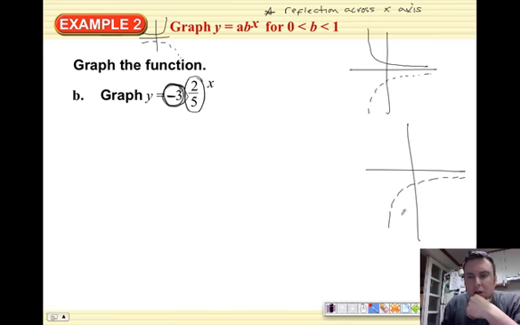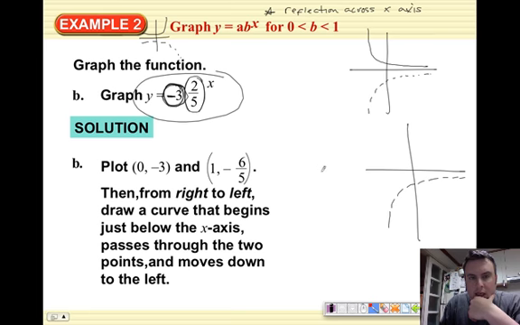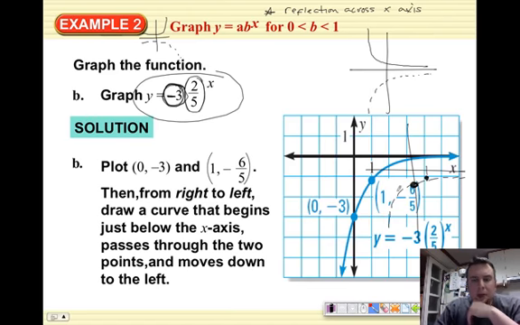That's it. So if you put this in the calculator, you're going to find it looking something like this. You can go to your calculator and get a few points. You know 0, negative 3, because 0, a. So 0, negative 3 would be here, and then put 1 here, so negative 3 times 2/5 is negative 6/5, so 1, negative 6/5, something down here. Right, so just draw your curve. Okay, that was my elbow on the table here.